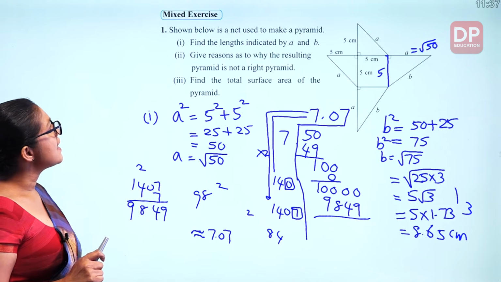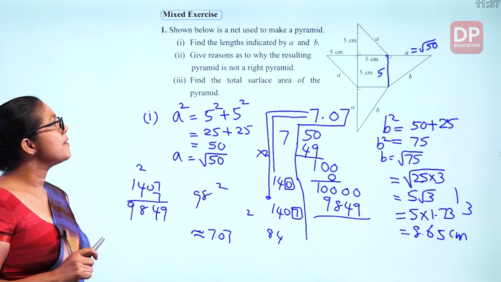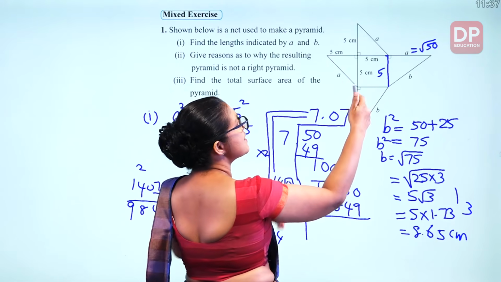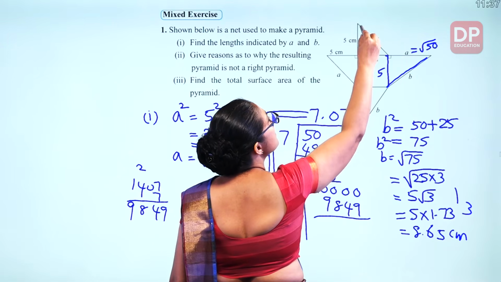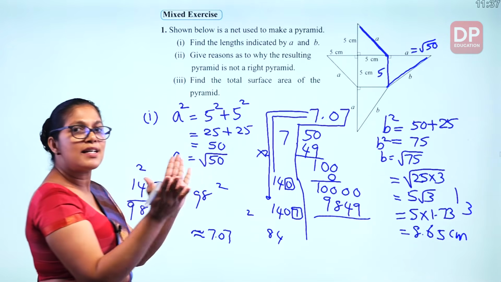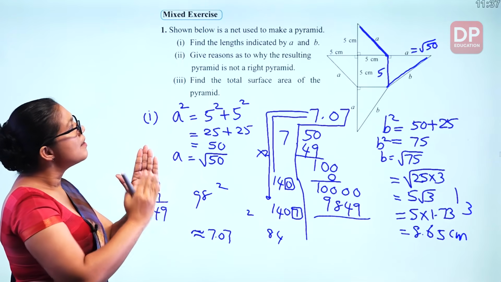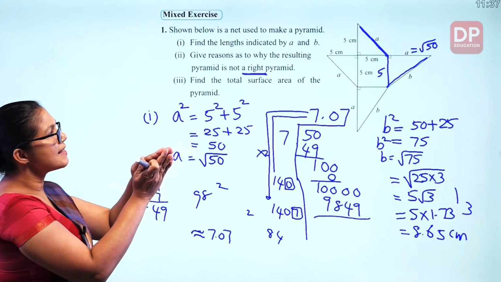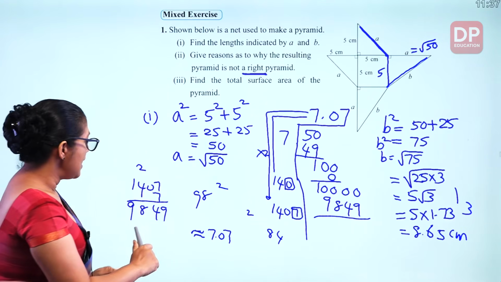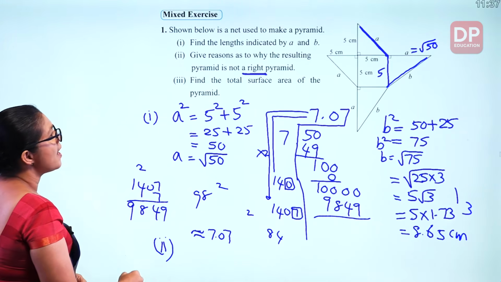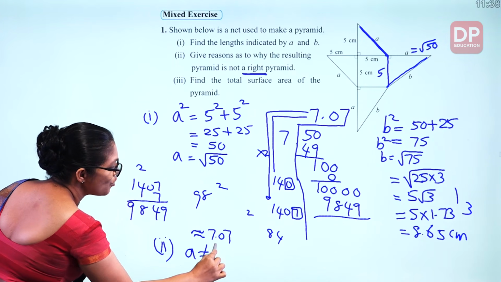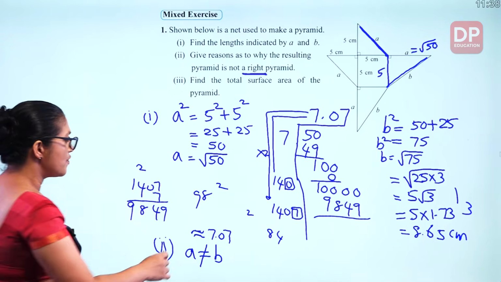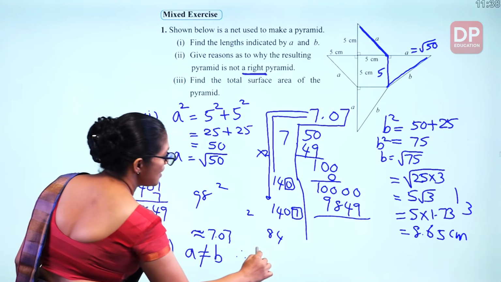So the second part says give reasons as to why the resulting pyramid is not a right pyramid. So when you connect all these sides, if this length is not the same as this, you can't connect with this as a perpendicular one. So the line is not perpendicular, then it becomes a slant one. So that's why. So the answer for the second part is A is not equal to B. A we got 7.07, B we got 8.65. So that's why it's not a right pyramid.